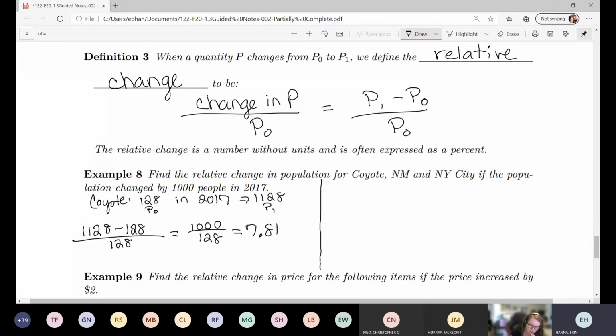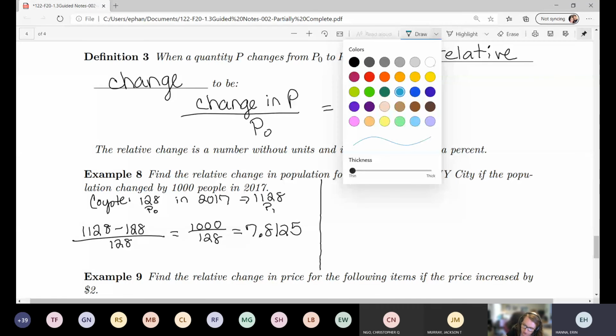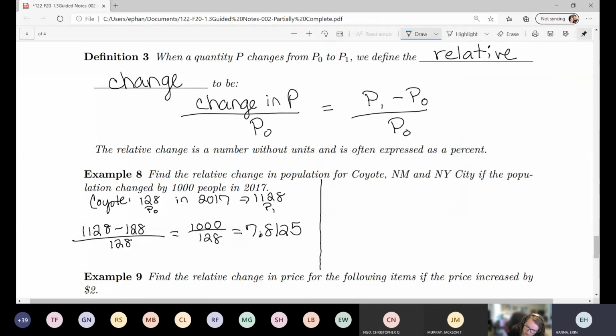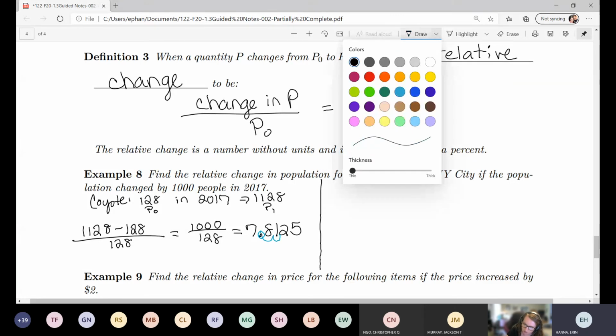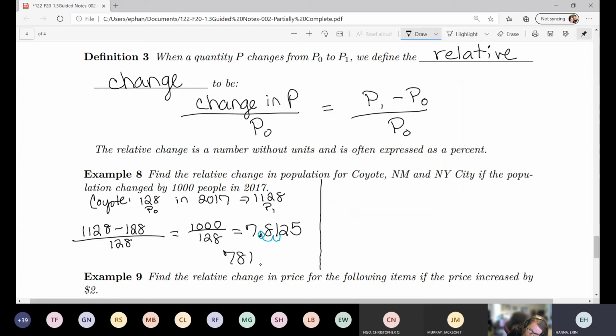So 7.8125. Now again, this doesn't have units and it's usually expressed as a percent. If you forget how to change a number to a percent, you take the decimal and move it 2 spots to the right. So this would be 781.25%. Their population increased by 781.25%. That's a lot. They would notice.